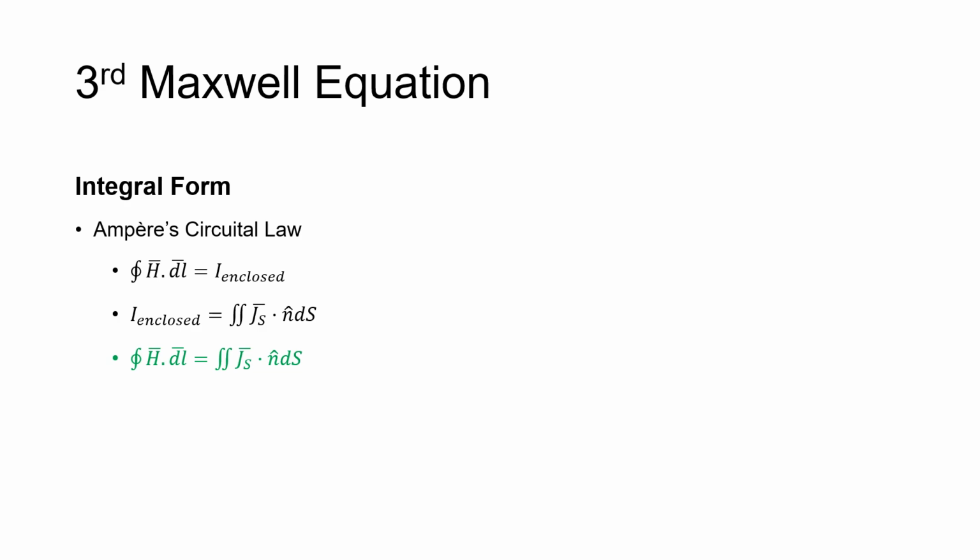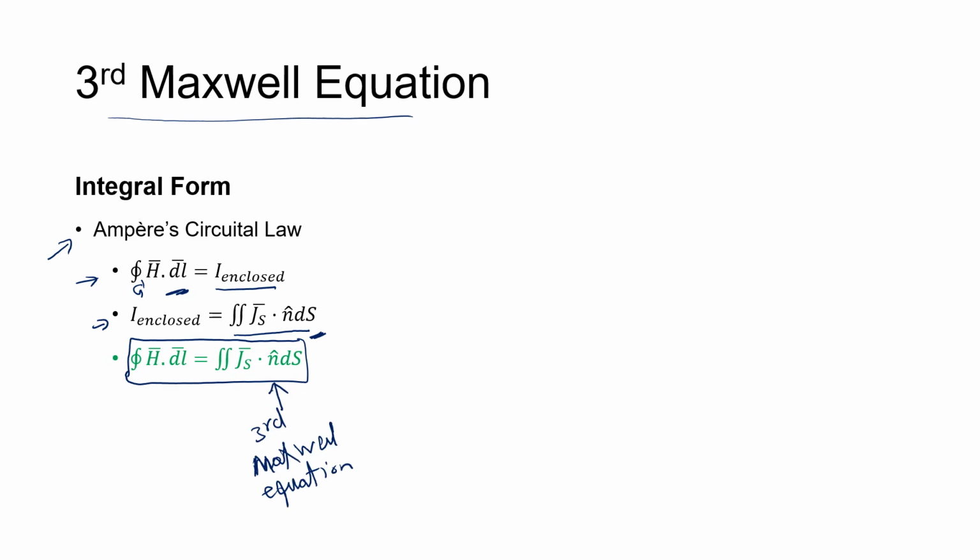To derive the third Maxwell equation, we start with Ampere's law, which states that the integral of H dot dl over a closed path equals the enclosed current inside. And we recall that I enclosed is nothing but the double integral of J dot n ds. So you can equate the left hand side to the right hand side. At the end you get the integral over a closed path of H dot dl equal to the double integral of J dot n ds, which is the third Maxwell equation.